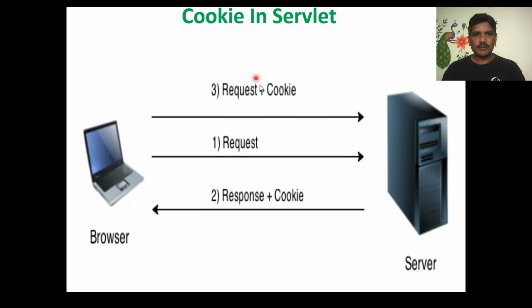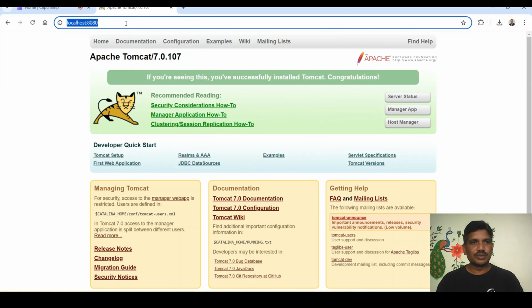See this diagram. When the user sends the request to the server to do the processing, the server sends the response along with the cookie. The cookie is created by the server, and it has to be stored at the client browser. When the same user sends the request to the server, the request has to be sent along with the cookie. By seeing the cookie, the server can easily recognize that it is an old user. Okay, we will see the implementation of the cookie.